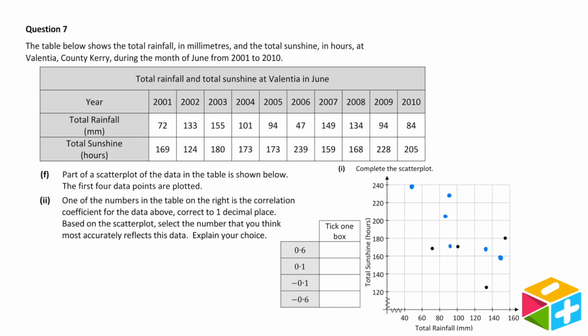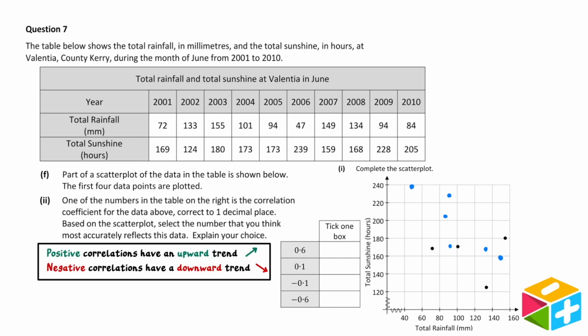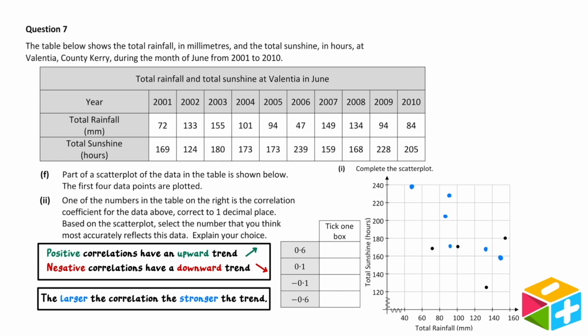This question involves a correlation coefficient. There's 2 key facts we should keep in mind here. Positive correlations have an upward trend, and negative correlations have a downward trend. Also, the larger the correlation, the stronger the trend. If we look at our points, we'll notice that they follow a downward trend. This means that the correlation will be negative. This rules out 0.6 and 0.1.